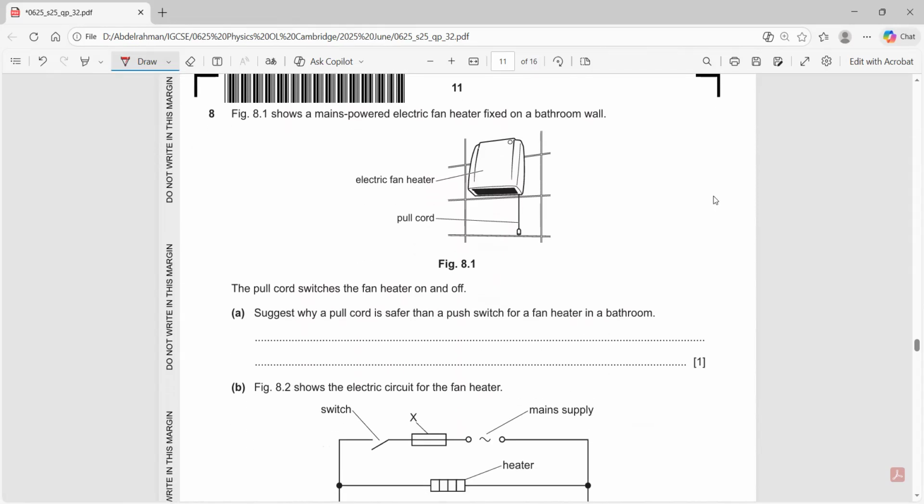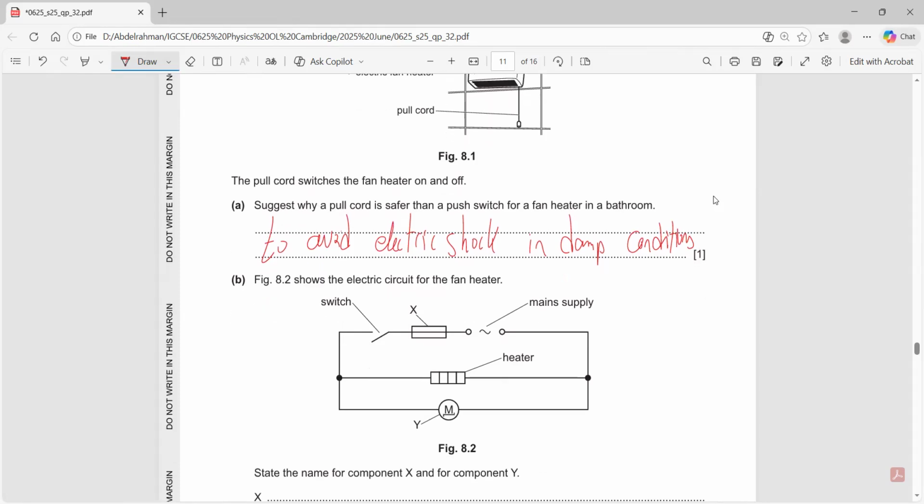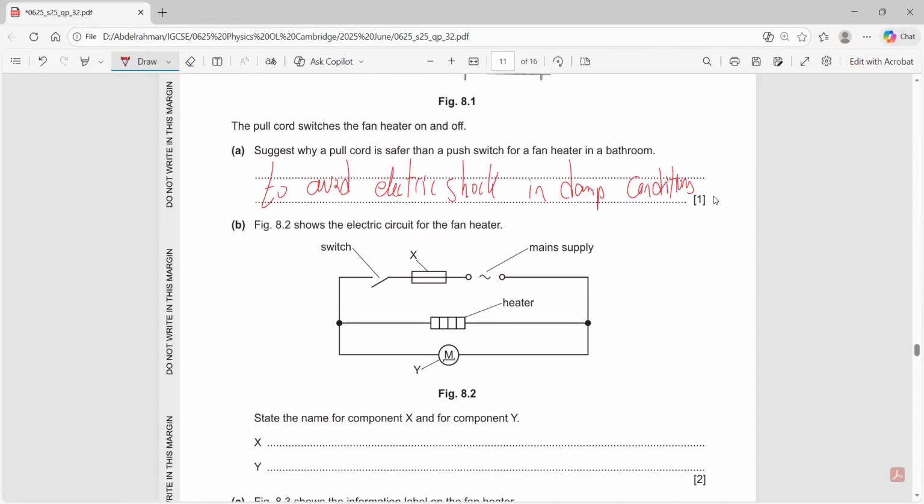Figure 8.1 shows the mains powered electric heater fixed on a bathroom wall. Suggest why a pull cord is safer than a push switch. So this pull cord, you just pull on this cord and it switches on the heater. Why is it better than a switch? Because it would avoid electric shock in damp conditions. If there is any water or whatever, it could cause electric shock.